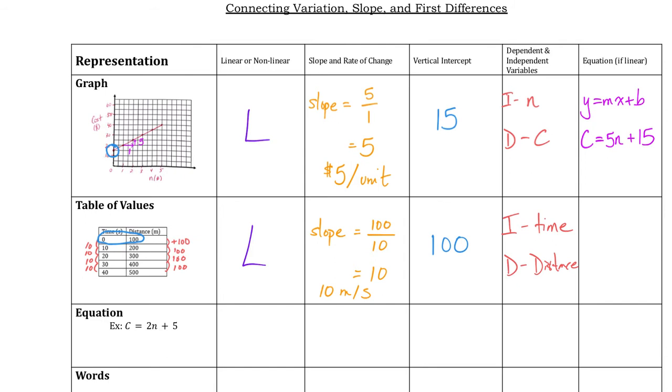Now we need to write an equation. Since it was linear, I can. And so I have my distance is going to equal my slope times, and maybe I use the letter T for time, plus my vertical intercept.